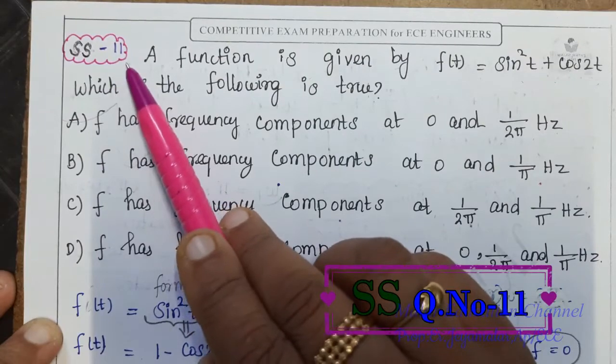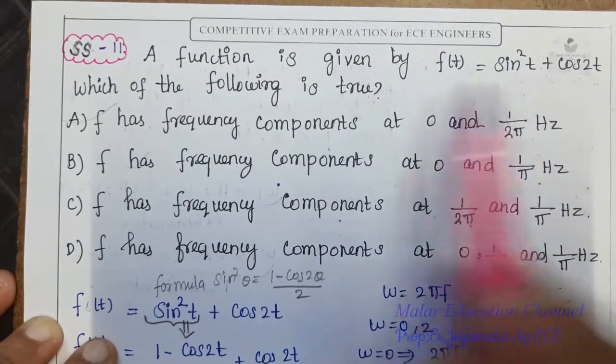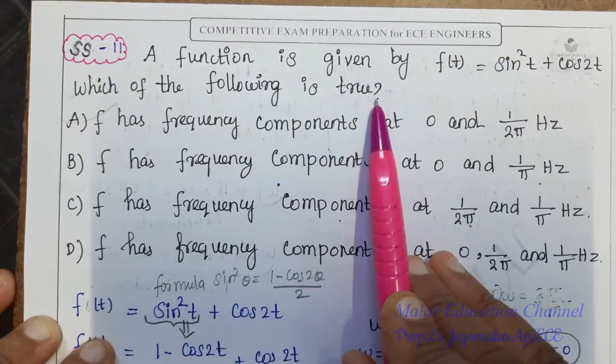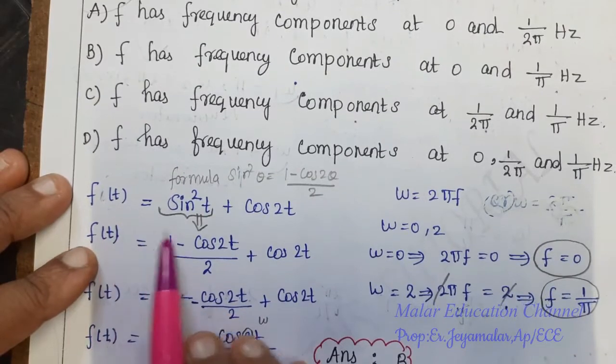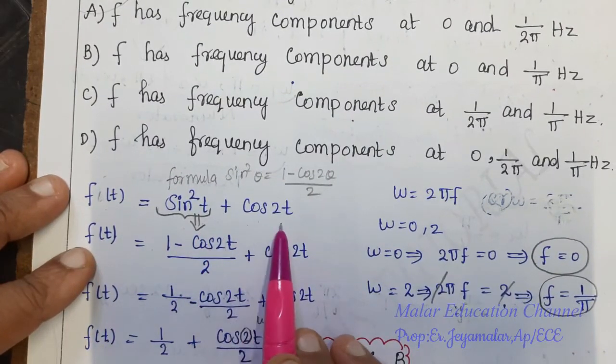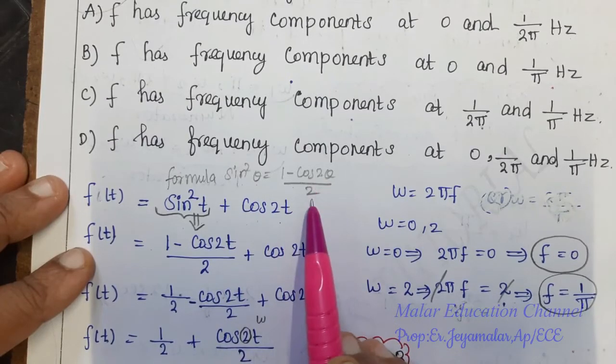Signals and systems, question number 11. A function is given by f of t equals sin square t plus cos 2t. Which of the following is true? Let me directly check the answer. The given function is f of t equals sin square t plus cos 2t. We know the formula: sin square theta equals (1 minus cos 2 theta) divided by 2.